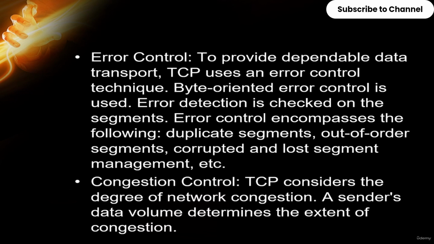And finally, it also suggests error control and congestion control. Whenever it identifies errors, the error detection mechanism is used to identify duplicate segments, out of order segments, lost segments, etc., or corrupted segments. And congestion control: whenever congestion occurs in between the communication, the congestion control mechanism solves this issue by reducing the data volume from the sender.